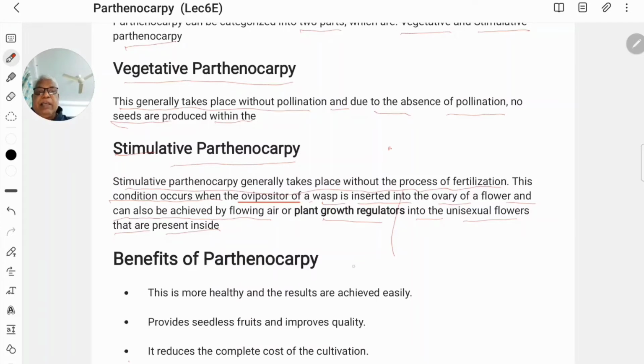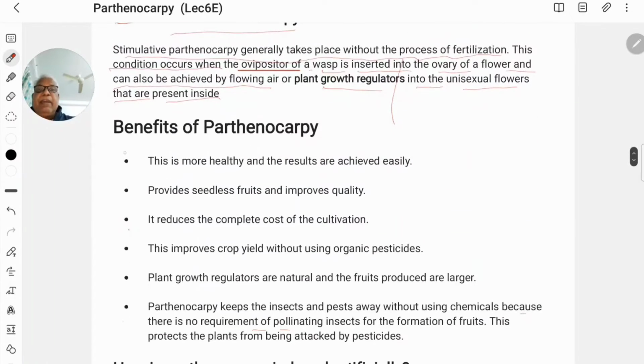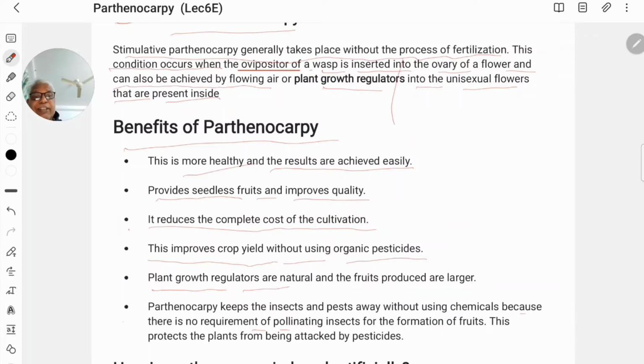Next, benefits. What are the benefits of parthenocarpy? This is more healthy. The results are achieved easily. It provides seedless fruits and improves quality, reduces the overall cost of cultivation, and improves crop yield without using organic pesticides. Plant growth regulators are natural, and the fruits produced are longer.